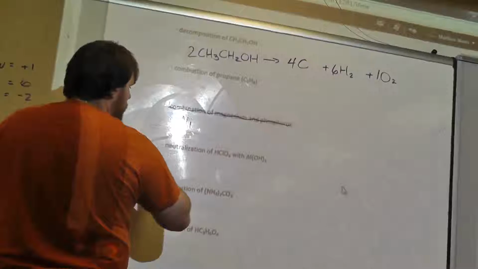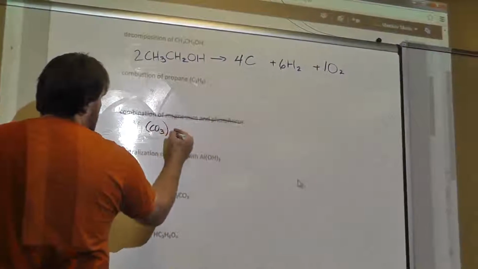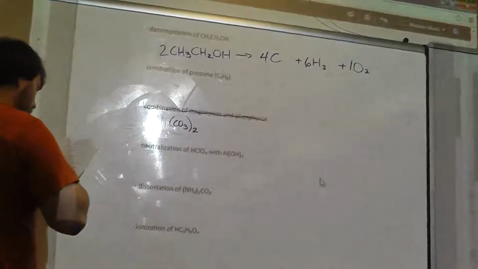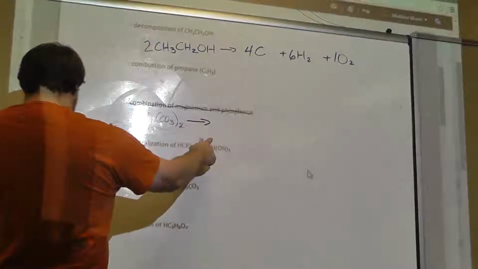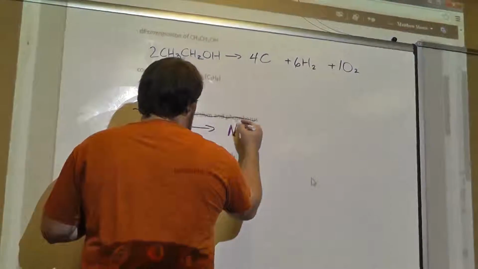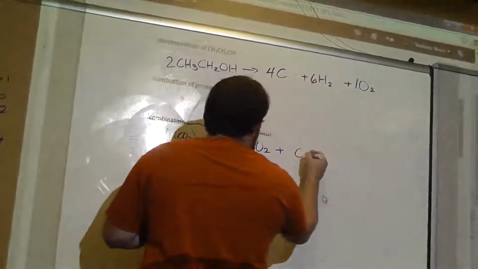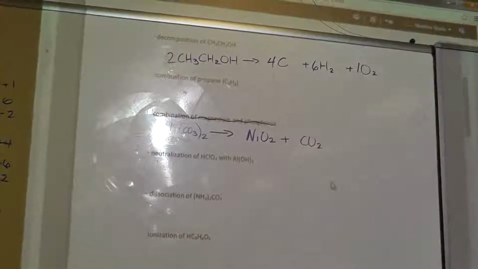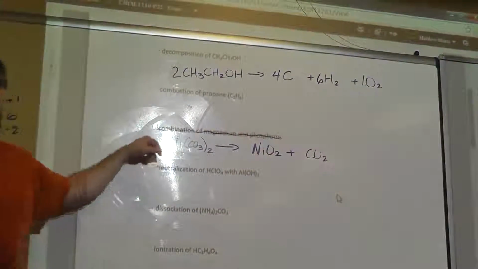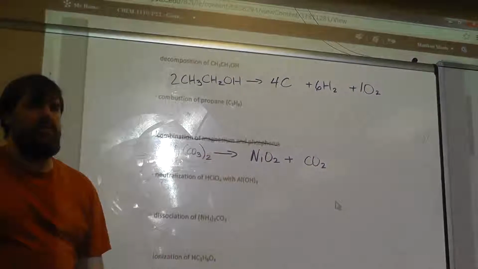So the charge on that nickel's 4. Charge on each carbonate is -2, so you need 2 of them. And he's told you that it's decomposing to form nickel 4 oxide and carbon dioxide. Okay. The tricky part on these is he's probably going to give you the name, and you have to get to the formula. Okay, that's half the work on this, right? Doing the charges for that like we did there.